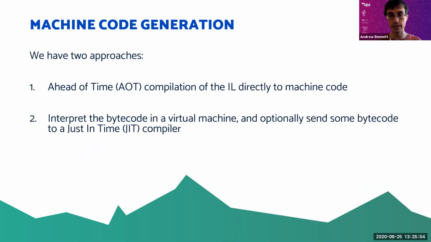So in the final stages, obviously, now is to generate machine code. Now you've got two approaches. First is ahead-of-time compilation, AOT, of your intermediate language directly to machine code straight away. This is what things like Go and C and C++ do. So you take a source file and you directly emit a binary object which will contain your machine code.